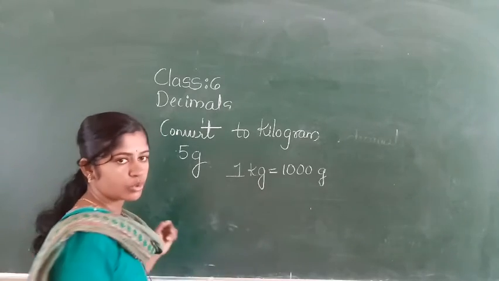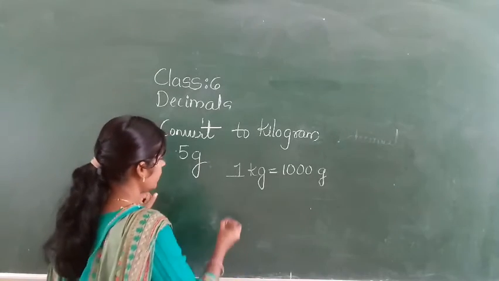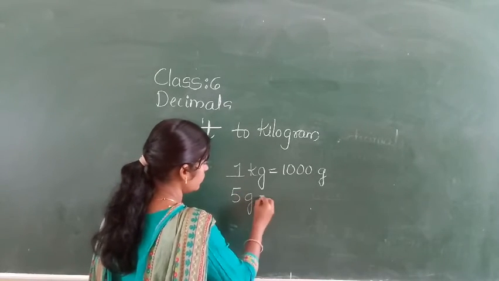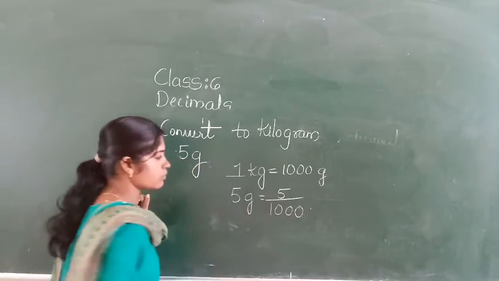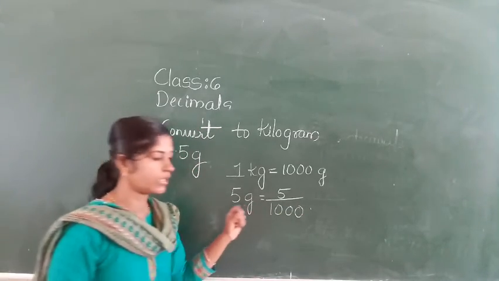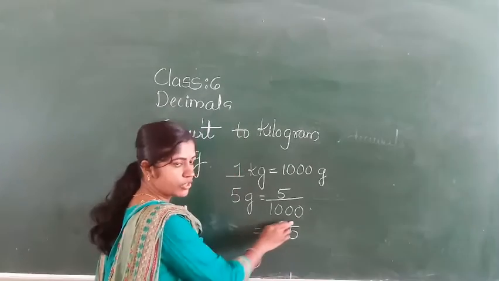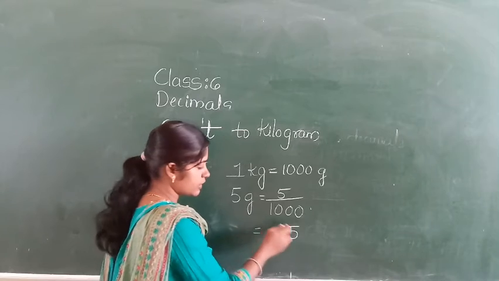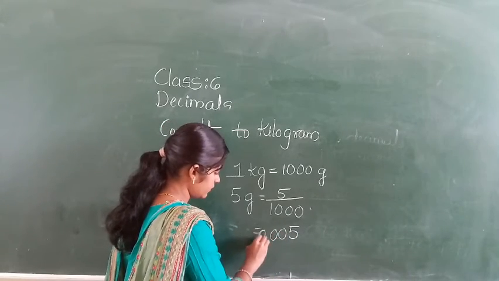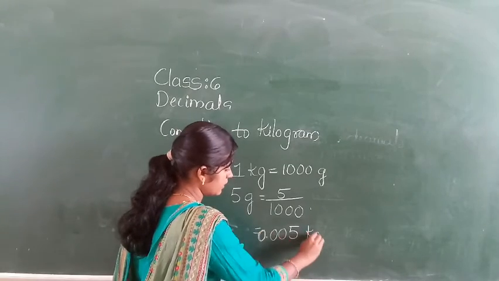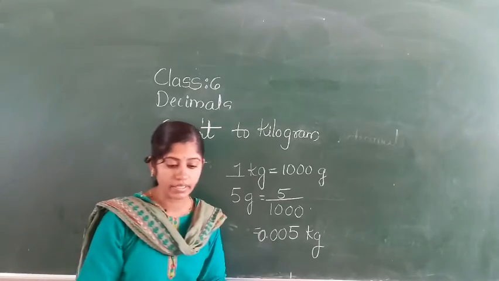1 kilometer is equal to 1000 meter. 1 kg is equal to 1000 gram. Yes, and 5 gram is equal to 5 divided by 1000. Why I wrote here 1000? Because 1 kg is equal to 1000 gram. So write here 5. After 3 digit you need to give your point, because in denominator 3 zeros are there. 1, 2, 3, and here you go point, and here you write 0 and write here kg. Means 5 gram is equal to 0.005 kg.